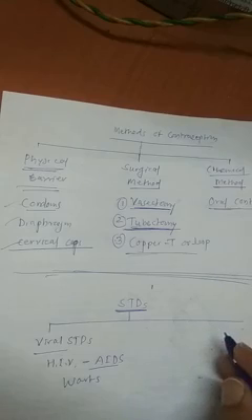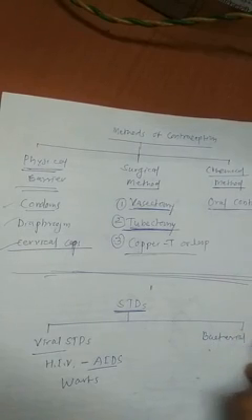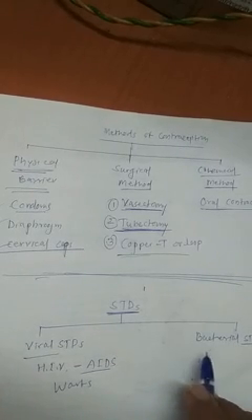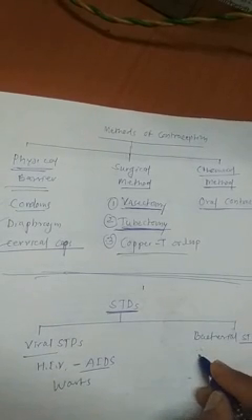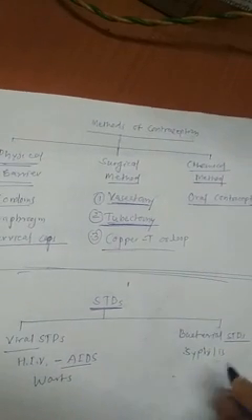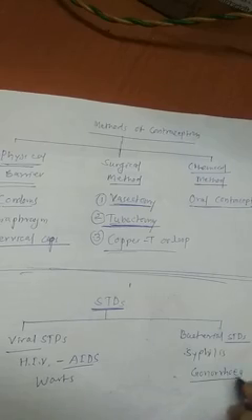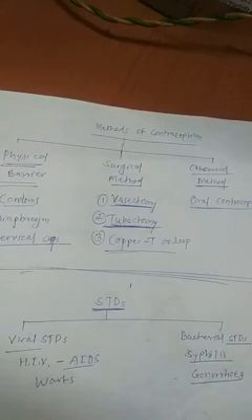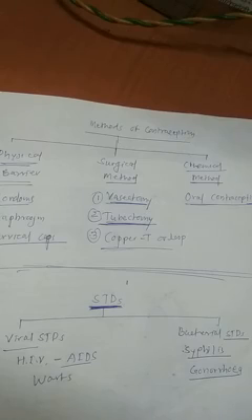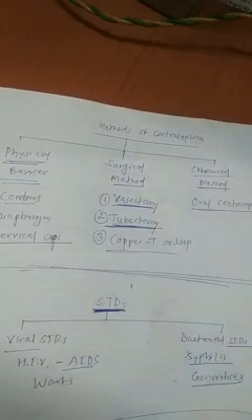And bacterial, second one is bacterial STDs, sexually transmitted diseases. Example, syphilis, and gonorrhea also. STDs are communicated during unsafe sexual contact. This is all about the sexual health.